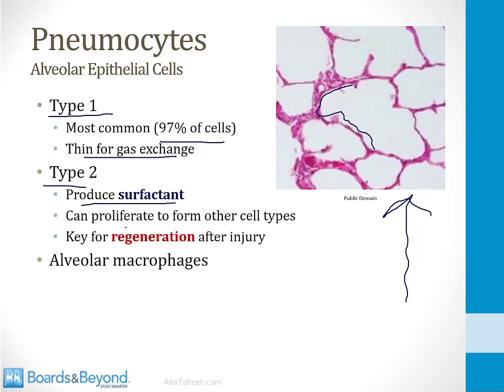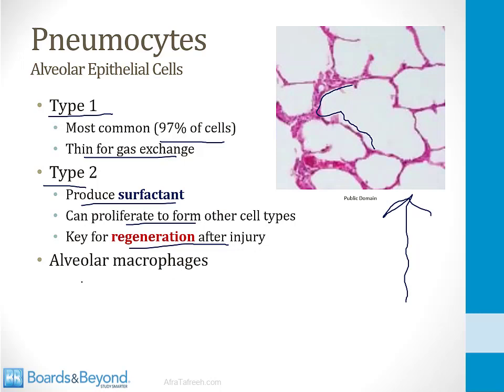In addition, these cells can proliferate to form other cell types, and for that reason, they're very important for regeneration after injury. This is a classic board question. A patient with pneumonia who a few weeks later has a completely normal chest x-ray. Which cell led to this normal chest x-ray? It's the type 2 pneumocytes that allowed regeneration of that damaged lung tissue.